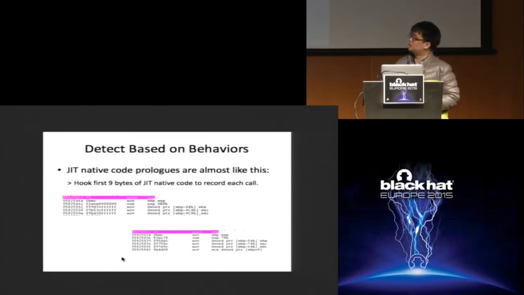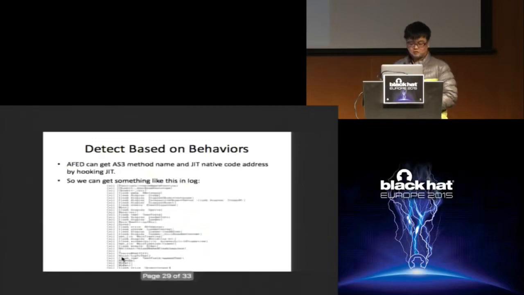By checking the JIT native code, I found that the JIT native code prologues are almost like this. So I can hook the first 9 bytes to record each AS3 method call. And I have mentioned that AFED can get the AS3 method name and JIT native code address by hooking the verify JIT function. So I can trace each AS3 method call. So I can print the trace to the log file like this.